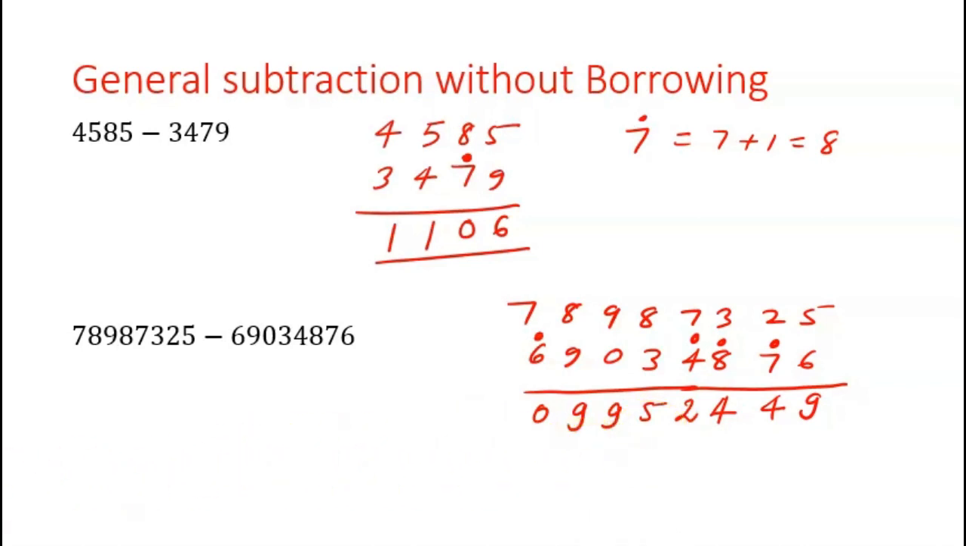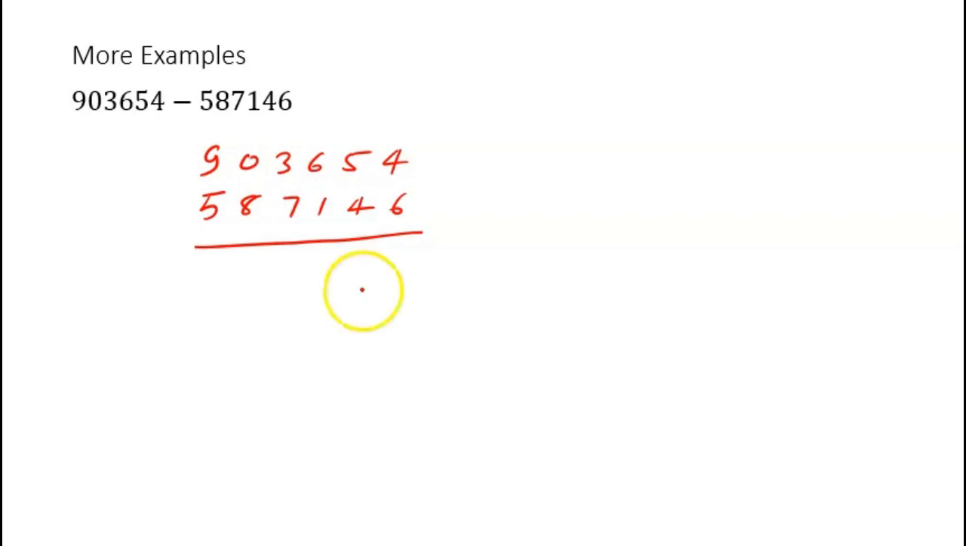Okay. So let us take a few more problems to be clear about the process. So suppose we want to do this: 90365 minus 587146. Pause the video and do it yourself, but I am continuing.